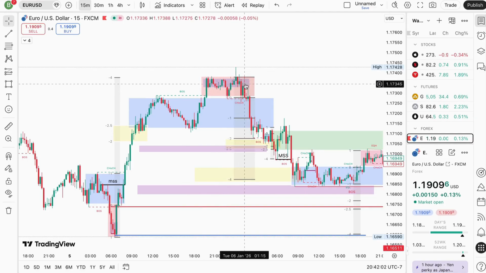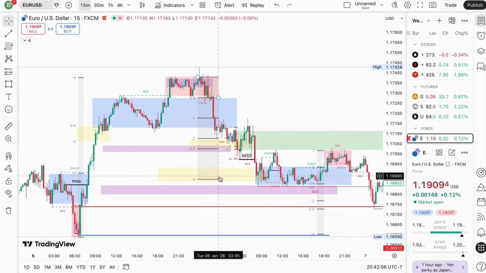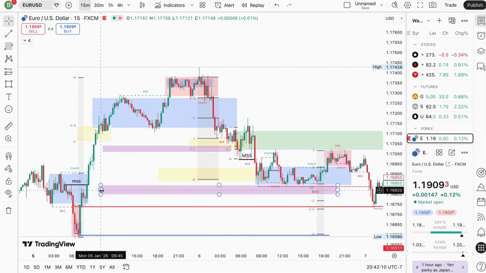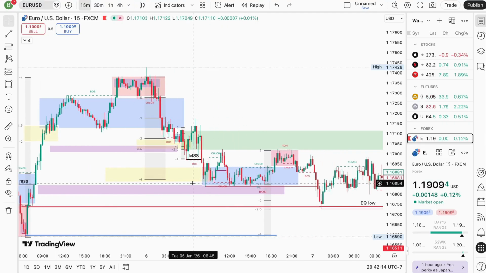This whole red area would be our manipulation, and we see that it extended very beautifully down into this 15-minute fair value gap, which I had marked out, and extended all the way. That's a nice take profit or a nice trade.